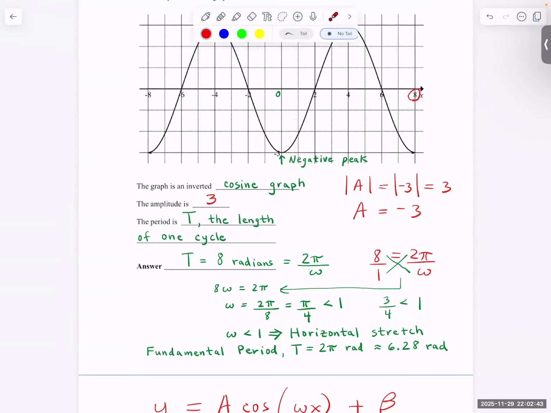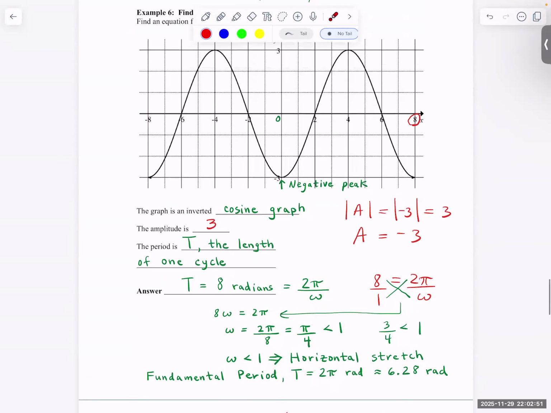So the fundamental period of cosine or sine is 2 pi radians, which means one cycle will complete in 6.28 radians. But because omega is less than 1, the period has increased from the fundamental period of 2 pi, which is 6.28 radians, to 8. The period has increased.